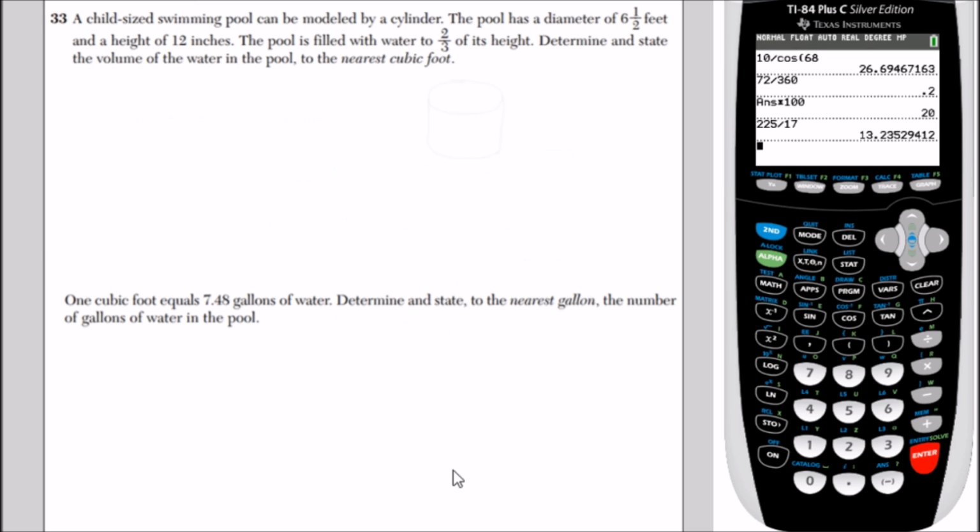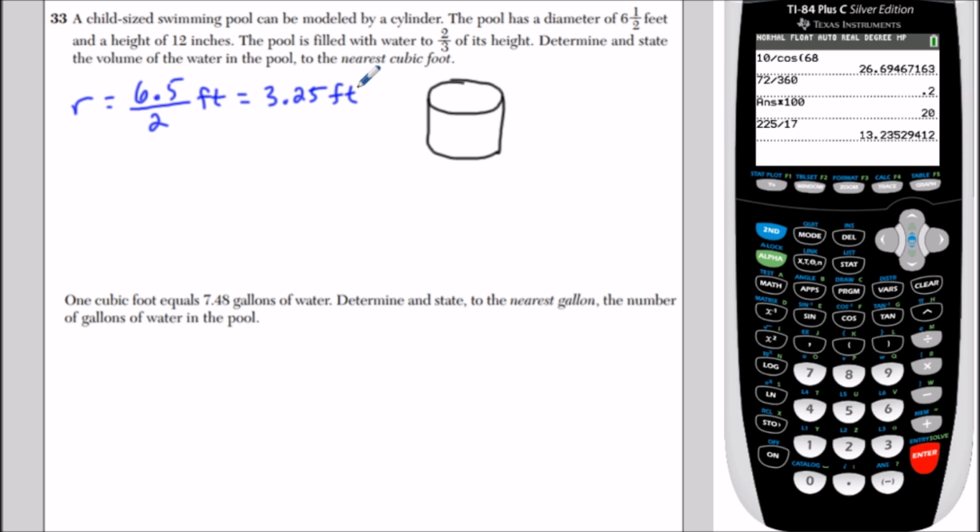All right, question 33, we're finding the volume of the swimming pool, which is in the shape of a cylinder. So go ahead and we'll draw out a pool in the shape of a cylinder. And we're given the dimensions. Now be careful here, we're given the diameter. So if we want to find the radius, we're going to take 6.5 and divide it by 2. So this tells us the radius in feet is 3.25.